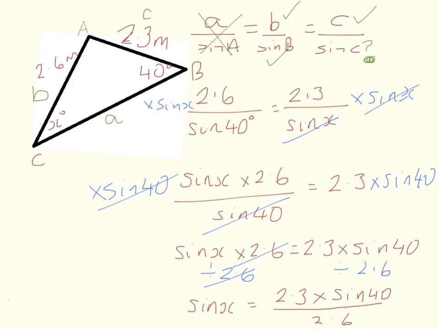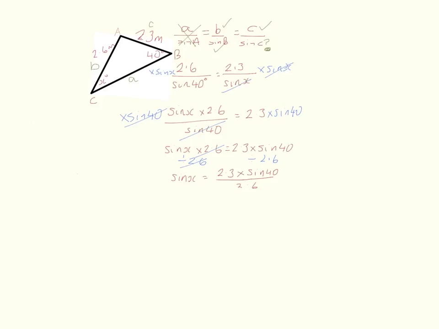I have now rearranged my equation to be in the form sine of x equals something. I don't want that though. I want x to be equal to something. Okay, so I've got sine of x is equal to this expression on the right hand side of my equation. If we think back to solving trig equations or even just generally SOHCAHTOA, if I've got sine of x equal to something, to find out what x is equal to, I would need to take the inverse sine of that. So x equals the inverse sine of 2.3 times sine of 40 divided by 2.6.